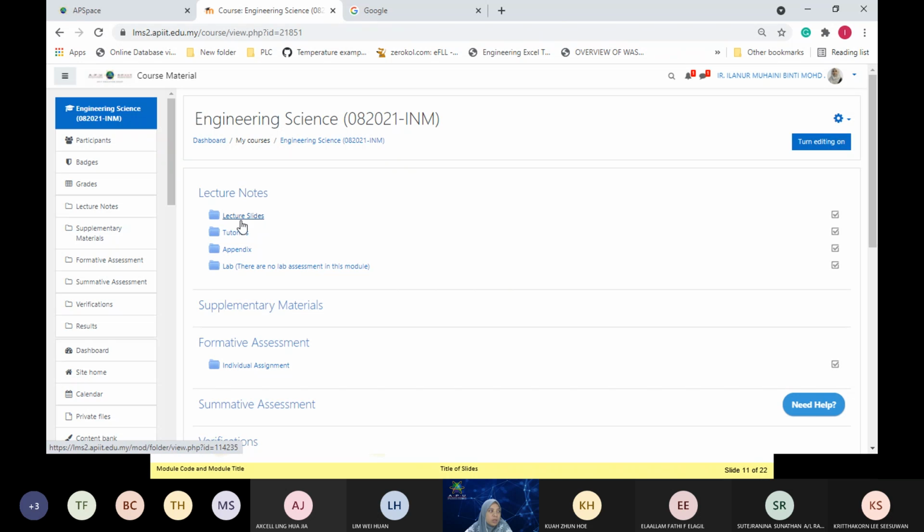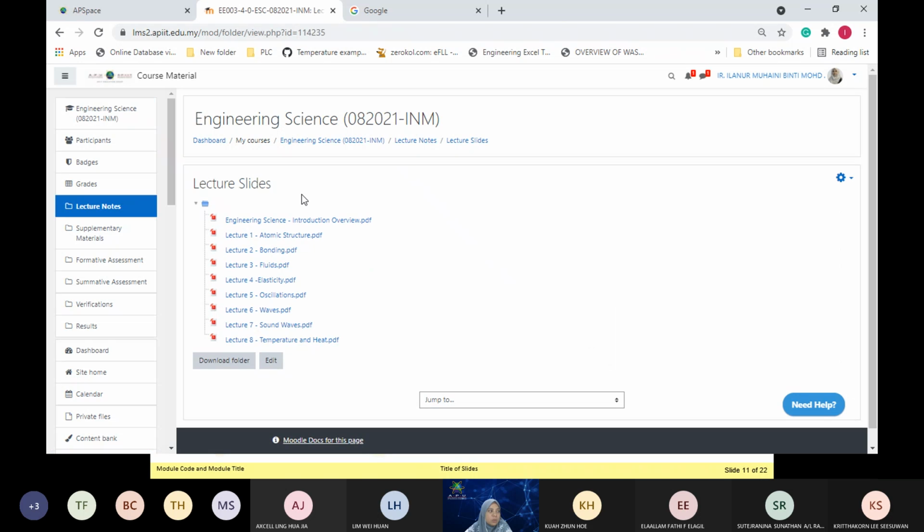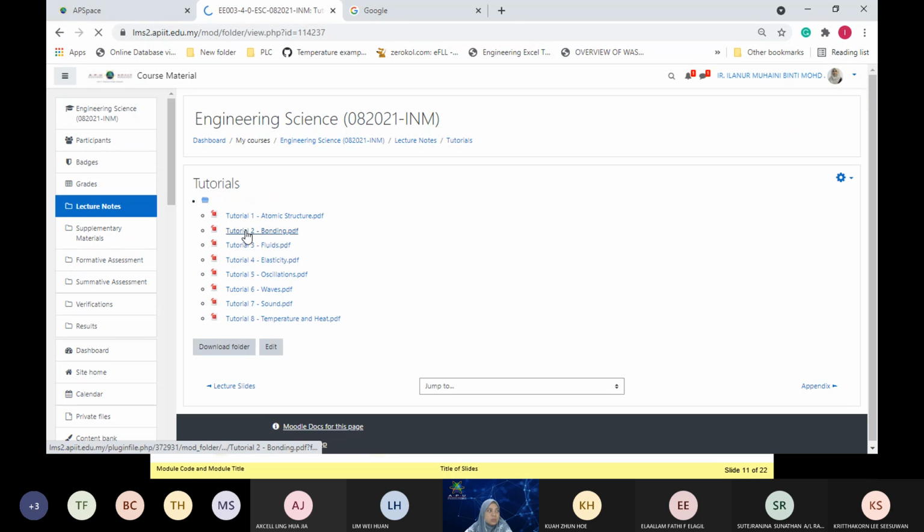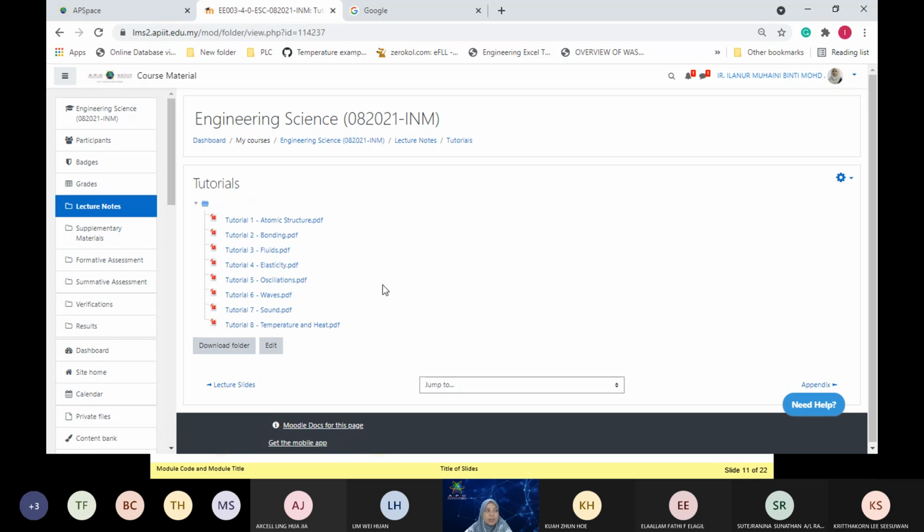So inside here, you have lecture slides. I have uploaded all the slides until chapter 8. Okay. And then today's slide is on this introduction overview. You can see the syllabus here. Okay. So if you click back this lecture notes, you can open the second folder, which is the tutorial. Okay. Tutorial answers I will upload after each tutorial is done. Okay. Now I haven't uploaded yet. After we discuss, after that I will upload for your checking.